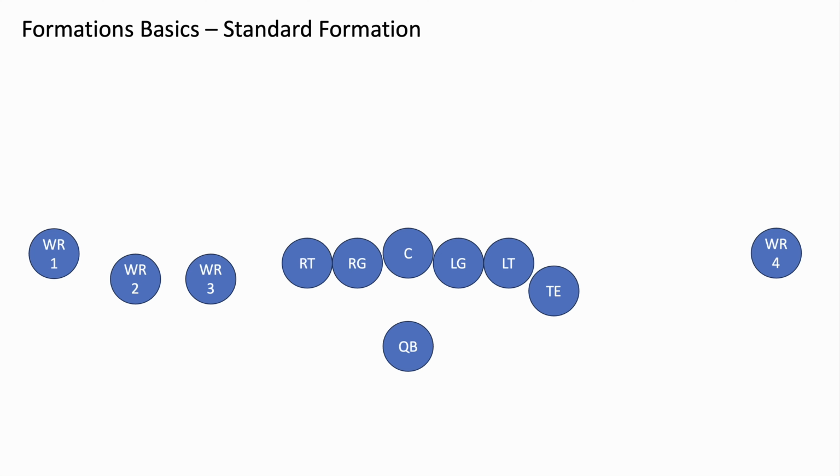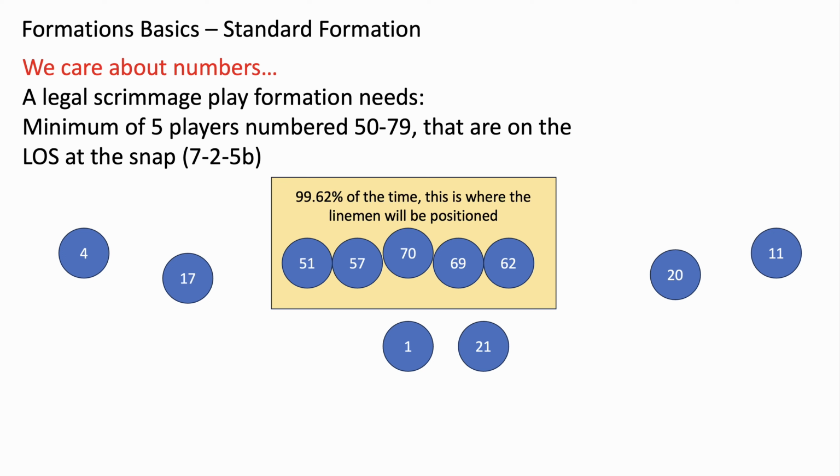Here's kind of your basic standard formation. As fans, we're used to seeing this, whether we're watching a game on Friday, Saturday, Sunday, some Thursdays here. Even we've got wide receivers, 4 in this case, a quarterback, empty backfield, a couple of tackles, couple of guards, a tight end, a center, and a quarterback. But we don't care about positions as officials.